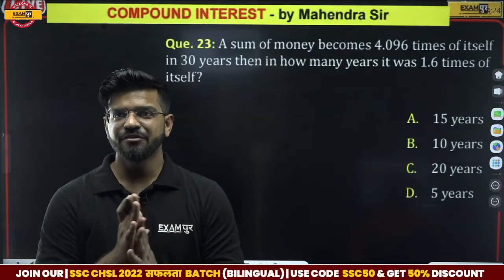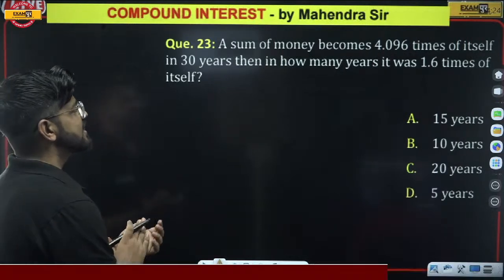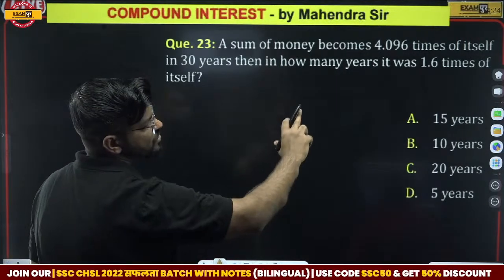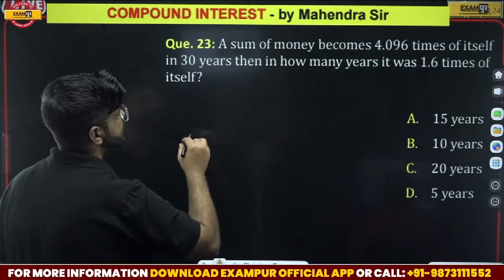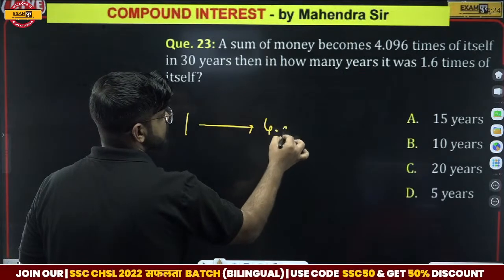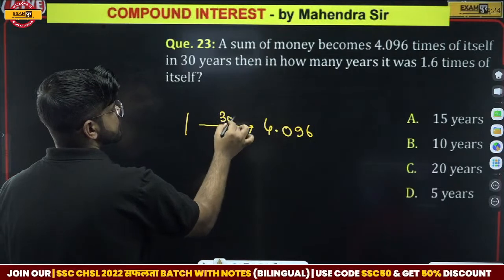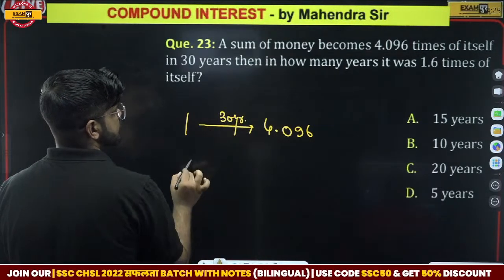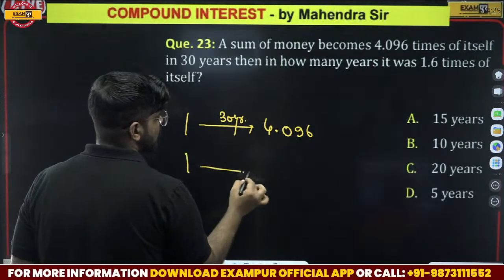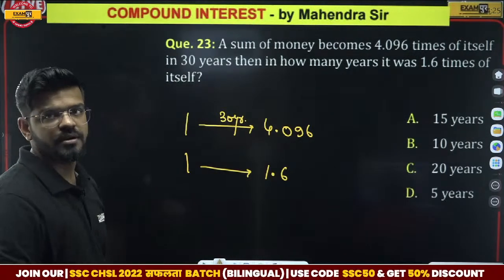Next question is in front of you. Tell me the answer of this question. So it is also an interesting question. Question is saying that a sum of money becomes 4.096 times of itself in 30 years. Now in how many years will it become 1.6 times? So I have to tell you.